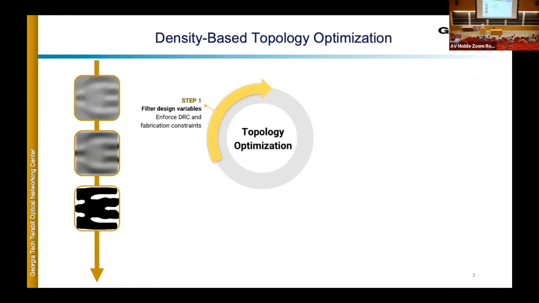And you can see that illustrated there on the left. I have a linear conic filter, and then I project it using a nonlinear projection function. That forms the final geometry of my device, and that's what differentiates density-based topology optimization from other topology optimization parameterizations.